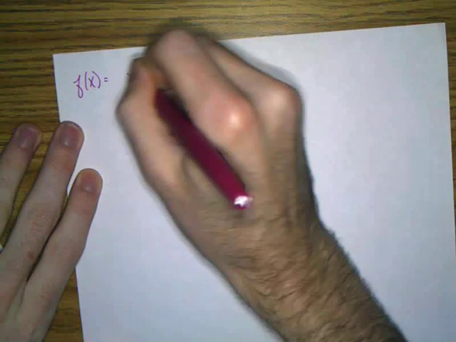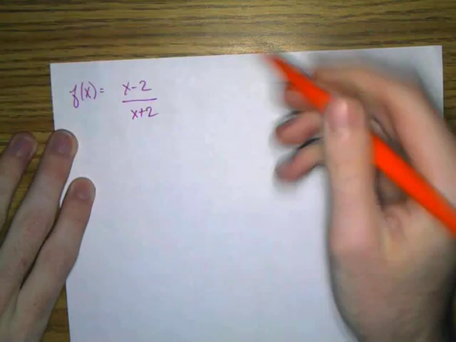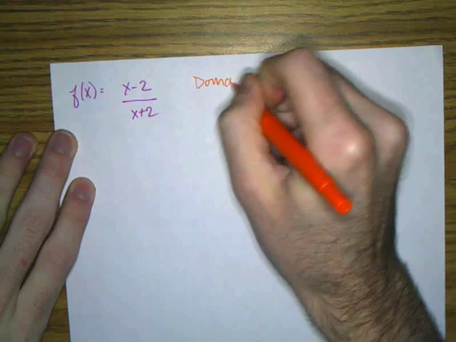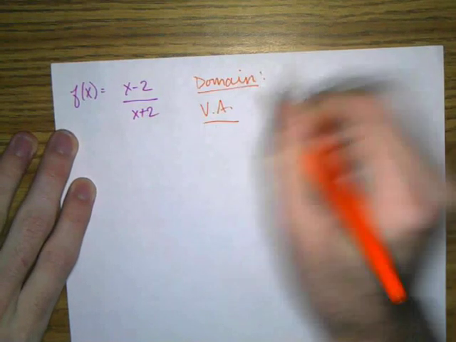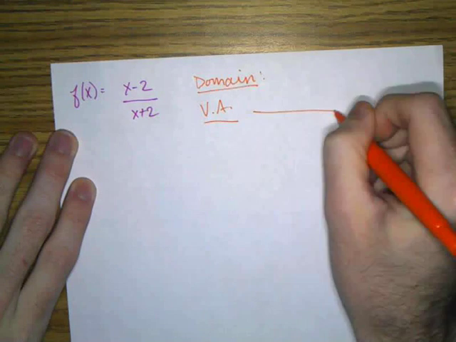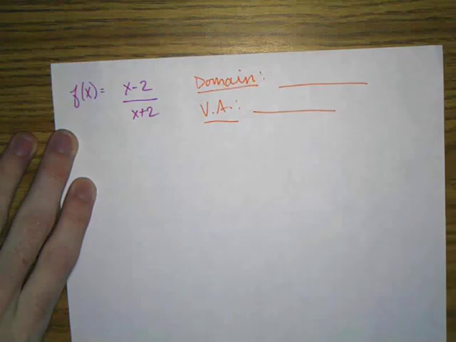So we're going to take just a couple minutes and do some examples of what we just did. We're going to find the domain and the vertical asymptotes for each of these functions. So f of x is equal to x minus 2 over x plus 2. I want you to give me the domain and any vertical asymptotes that exist. I think it's easier to start by finding the vertical asymptotes and then find the domain.